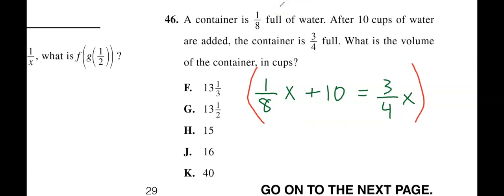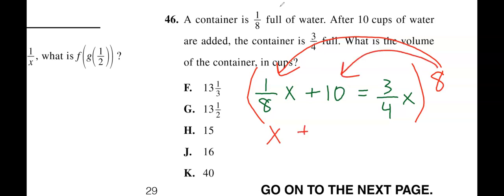Maybe a common denominator. 8 would be a great choice. So if I take 8 times 1/8 x, what do I get? Should get just plain old x, right? 1x. Yes. 8 times 10, 80. Okay, 8 times 3/4 x. Let's see, 4 goes into 8 how many times? 2 times 3, 6x. Okay, all we're doing is doing the division first and then the multiplication second.